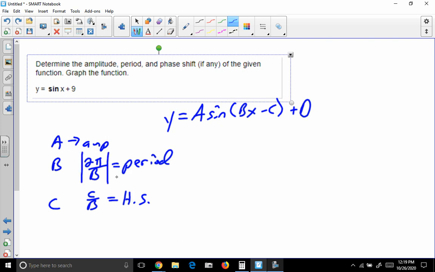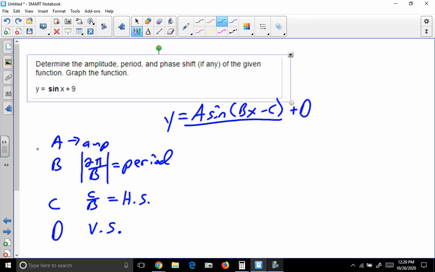Often you'll see that in absolute values because the period is a positive amount. For the horizontal shift, I always say it goes opposite of the sign. So if this is a minus, we actually shift it to the right. If it's a plus, we shift it to the left. But notice C is added or subtracted directly to the x term. D comes after we have taken sine. So that D is not added directly to the x, it's added to the answer of that. So D creates a vertical shift. If it's positive, it's up. If it's negative, it's down.